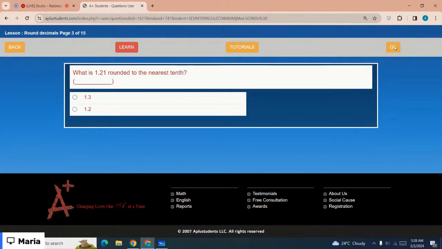The next one is, what is 1.21 rounded to the nearest tenth? So, which is the correct option? Yes, 1.21 is rounded off to 1.2. Option number 2 is the correct option.